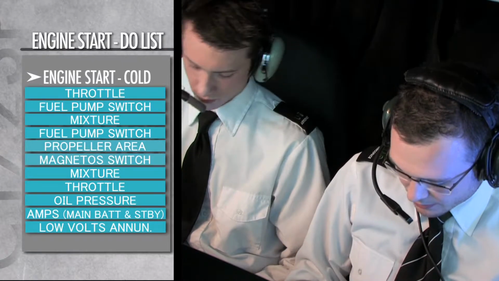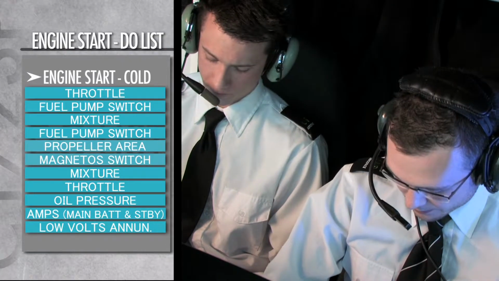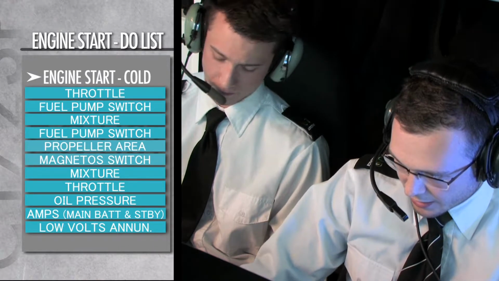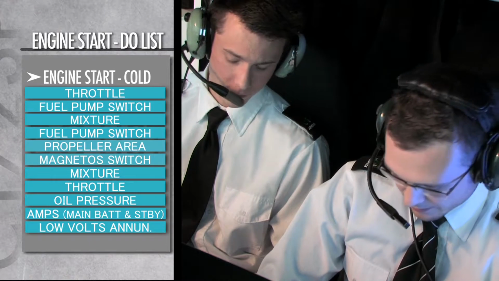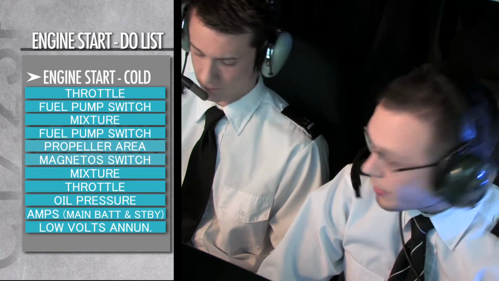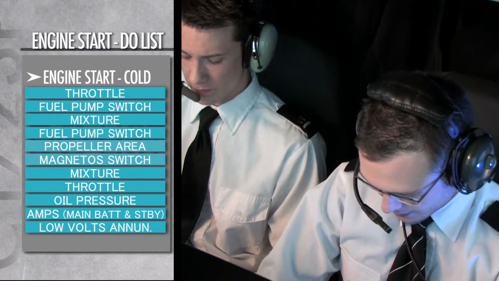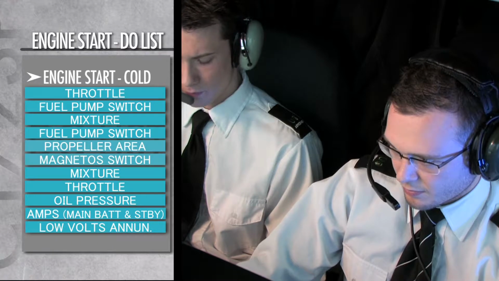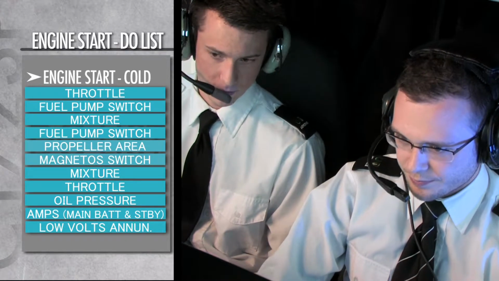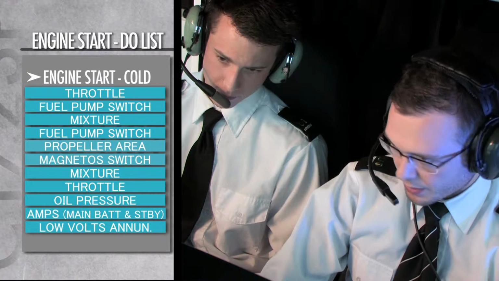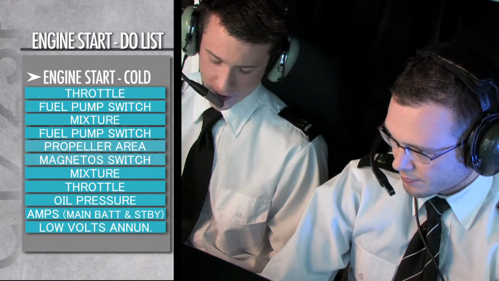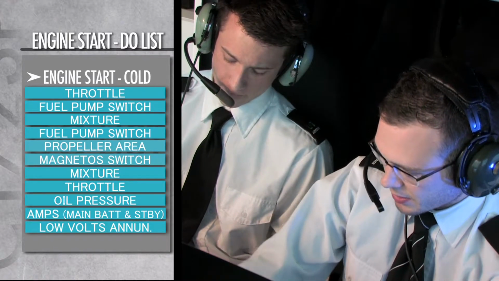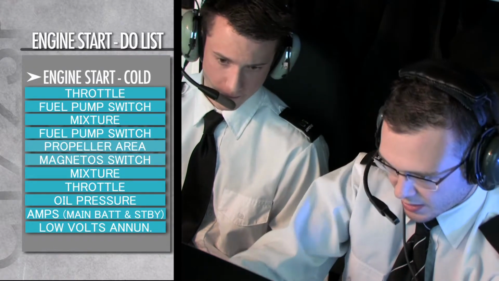Alright, engine start cold. Throttle. Quarter inch open. Fuel pump on. Mixture rich. Then idle cutoff. Fuel pump off. Propeller area. Clear. We're clear right. Straight left. Clear. Magnetos. Start. Mixture rich. Throttle 1,000 RPM. Oil pressure. Oil pressure is in the green. Amps. Positive. Low volts annunciator. Is extinguished.